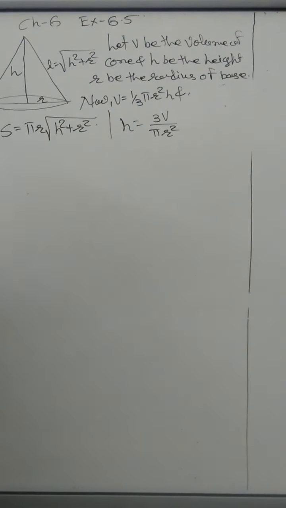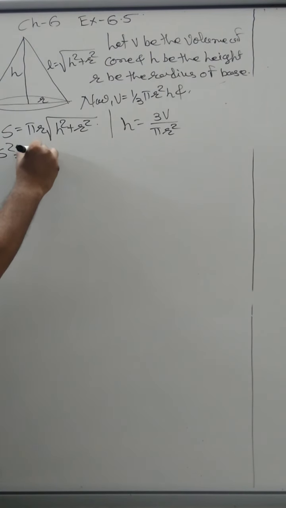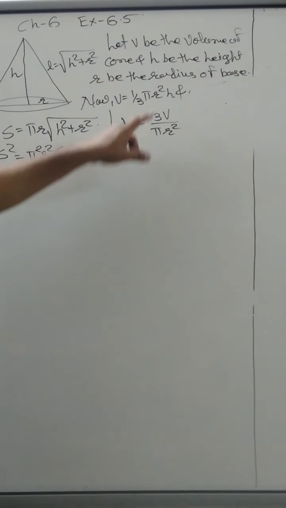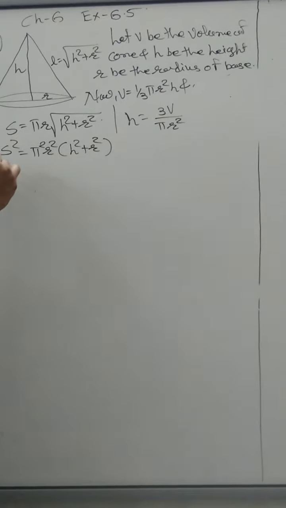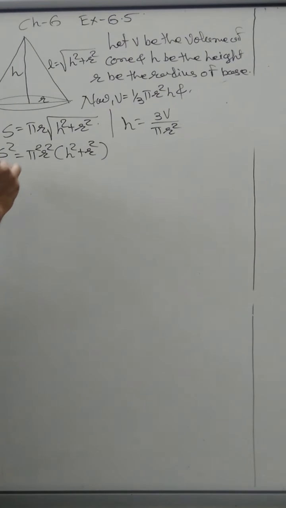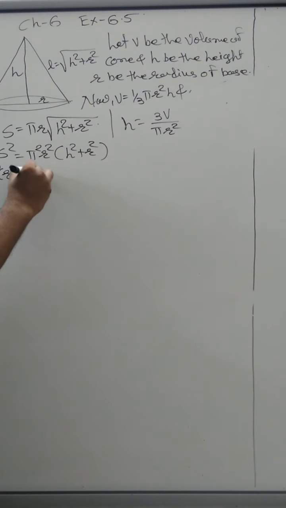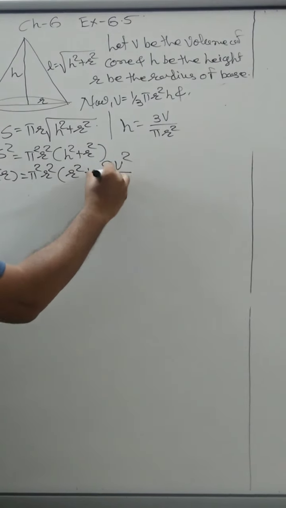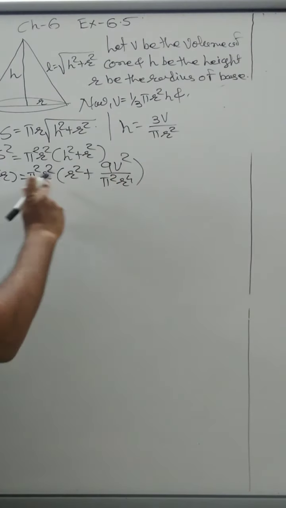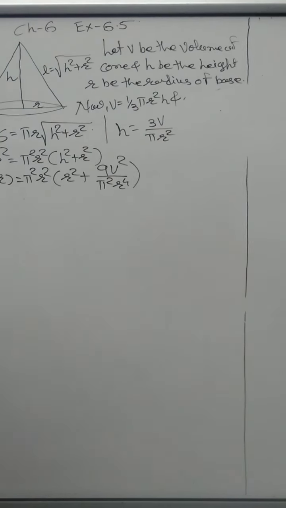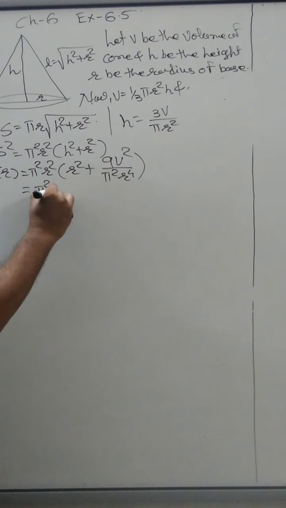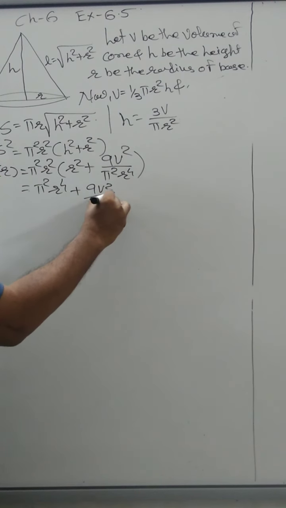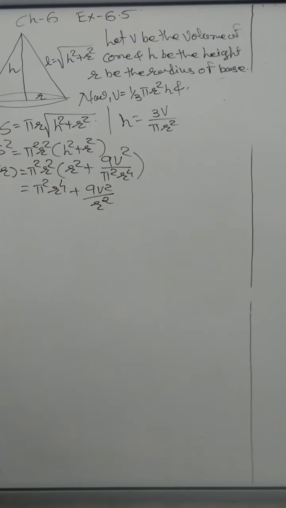Now S² is equal to π²r²(x²+r²). Here we place the value of this h, and this is a function of r. So f(r) is equal to π²r² as it is, with x² equal to 9V² upon π²r⁴. Now we multiply this π²r² into the bracket, and we get π²r⁴ plus 9V²/r² is left. This is our function.